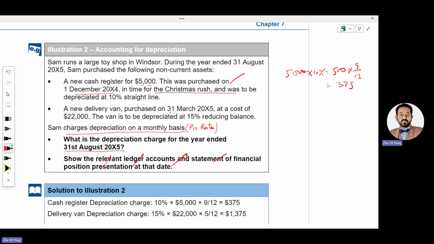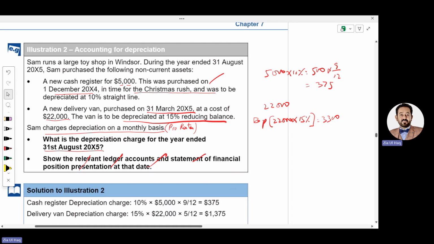And a new delivery van purchased on 31st March 20x5 at a cost of 22,000. The van is to be depreciated at 15% reducing balance method. So its cost is 22,000 and the depreciation is 22,000 at the rate of 15%. How much is 15%? 3,300. How many months have you used? You bought on 31st March, so April, May, June, July, August, 5 months you have used. How much? 1,375.